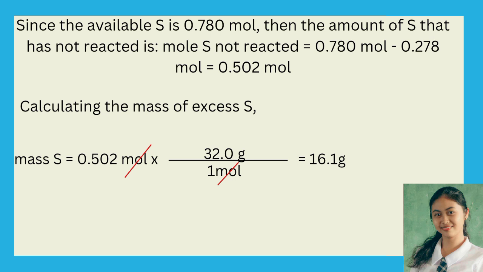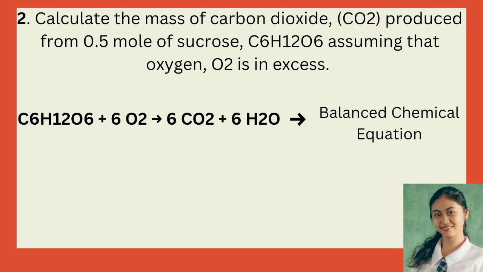32.0 grams times 1 mole over 32.0 grams equals 16.1 of excess sulfur. Balanced equation: C6H12O6 plus 6O2 yields 6CO2 plus 6H2O.